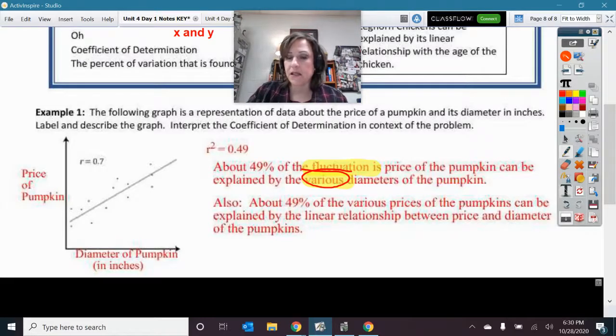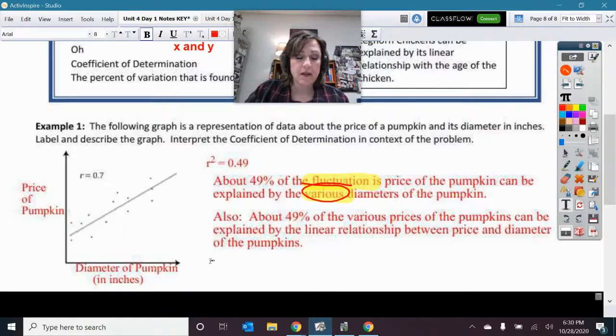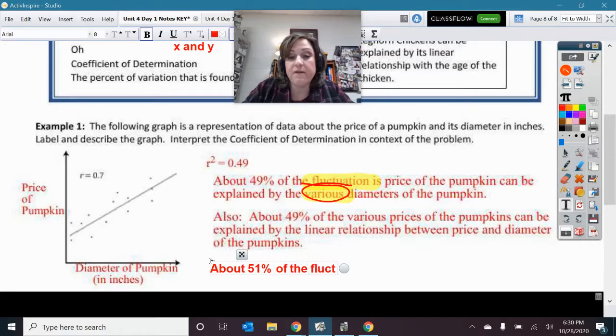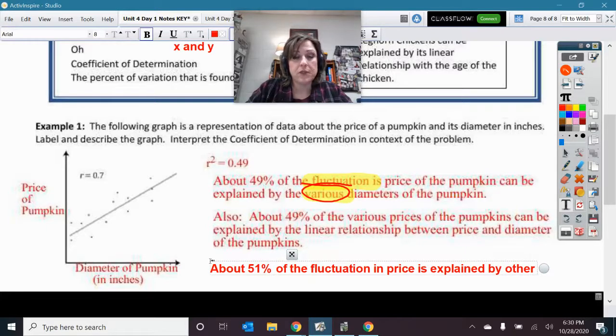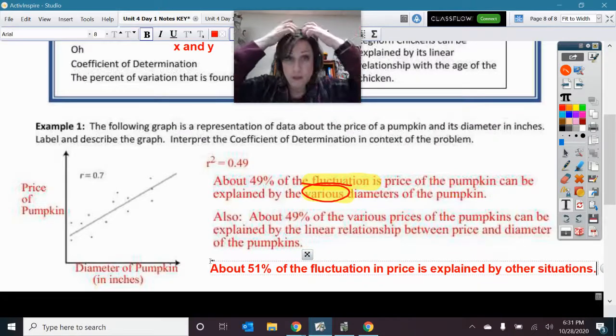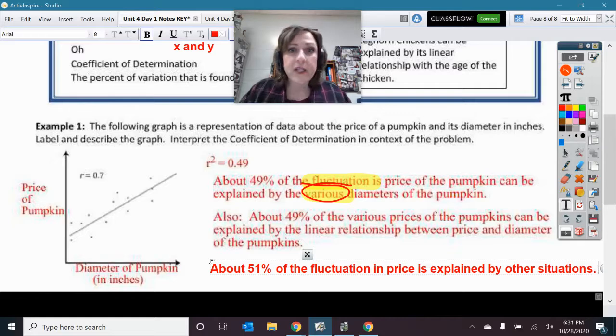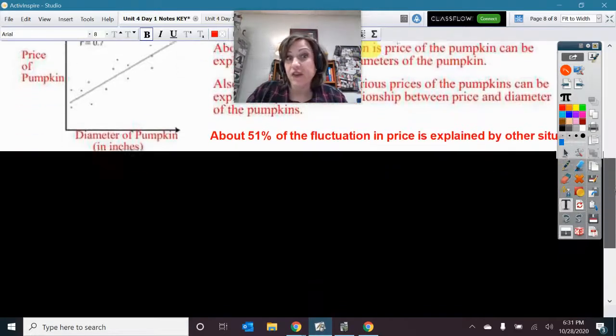Hey, well, you know what this means? What's missing? Well, that's telling me that about 51% of the fluctuation or the variation in the price is explained by other situations. Where you buy it from, how pretty it is, what kind it is, that kind of stuff. How many, maybe bulk. Okay, so yeah, 51% is happening because of other things.